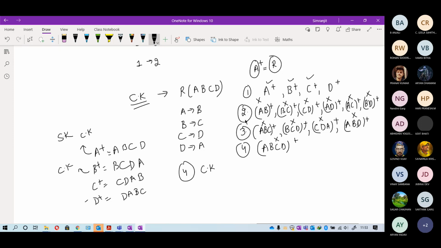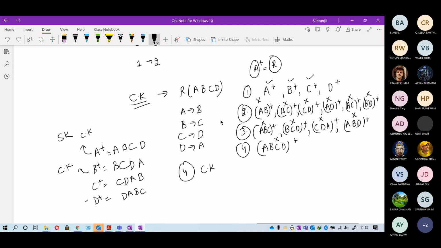So the traditional method is to try out all the combinations. First follow one length, then two length, three length, four length, depending upon the attributes of the table. So you have to figure out all the combinations, but there are exceptions here.